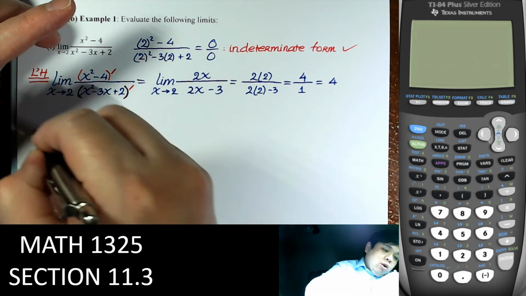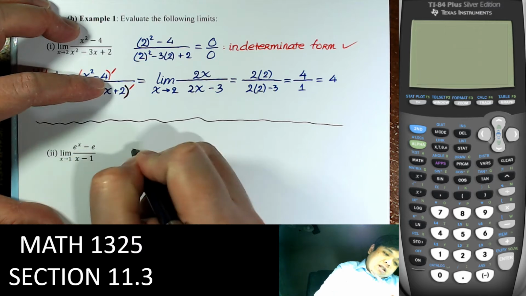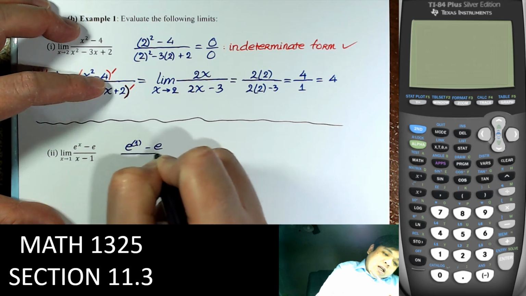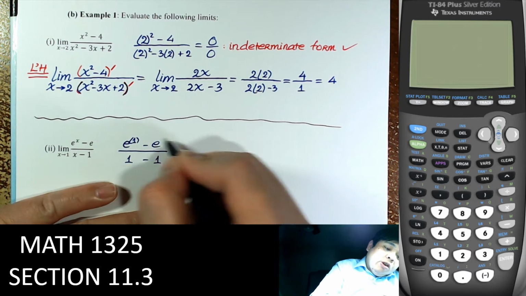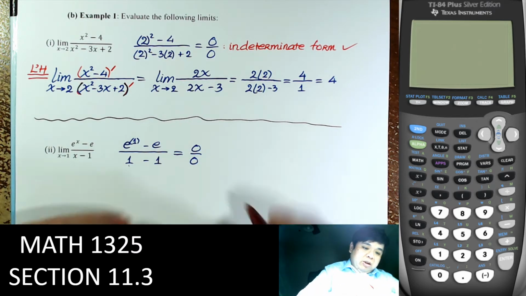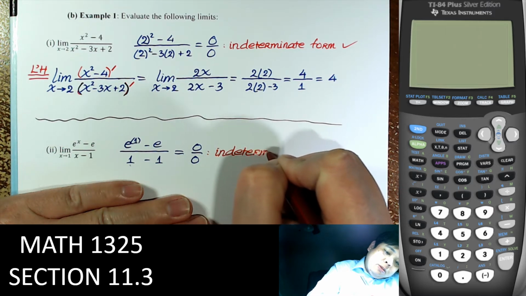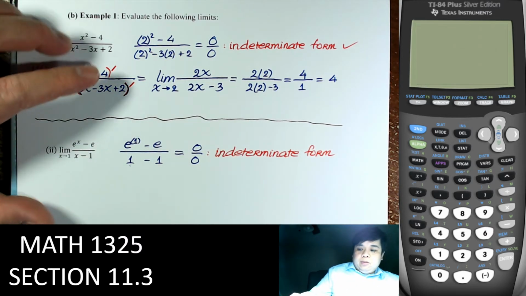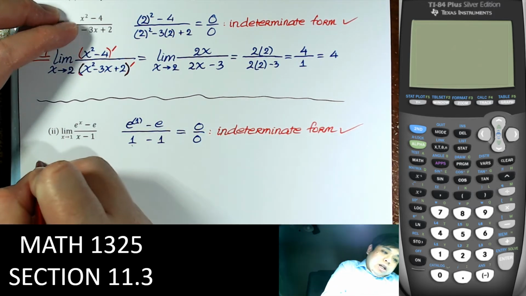The first rule of limits is always put in numbers and see what happens. Now put 1 in for x: e to the first minus e over 1 minus 1. e to the first power is e, minus e is 0, and 1 minus 1 is 0, so that is indeterminate form. So if it is in indeterminate form, we can use L'Hopital's rule.